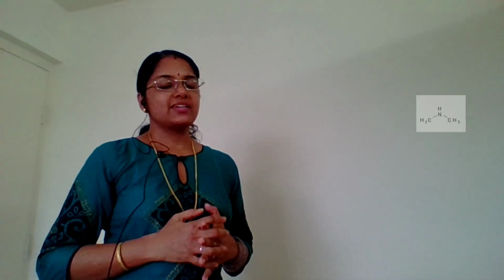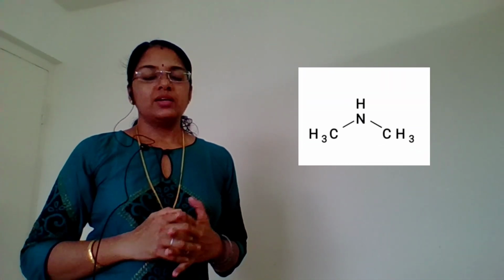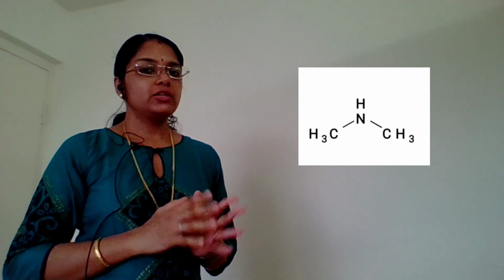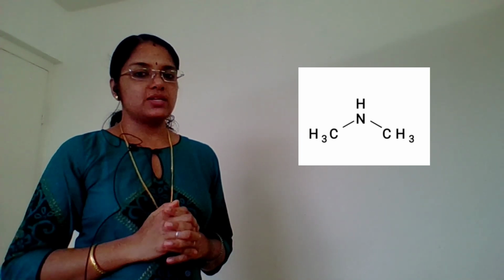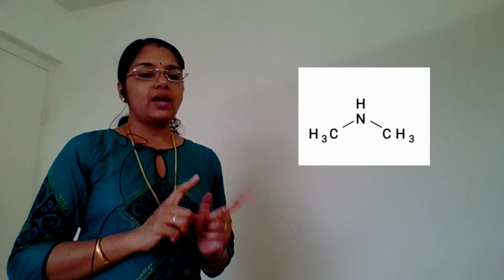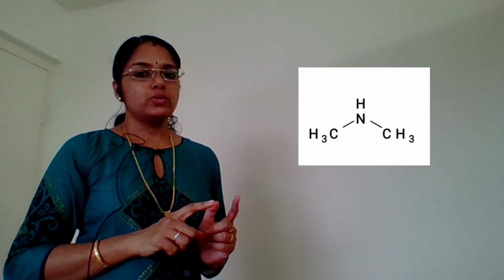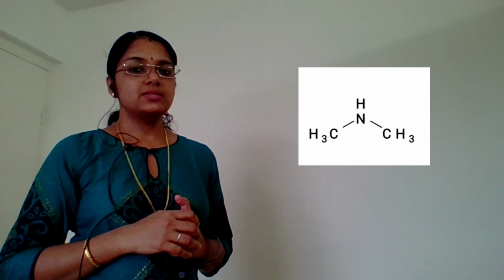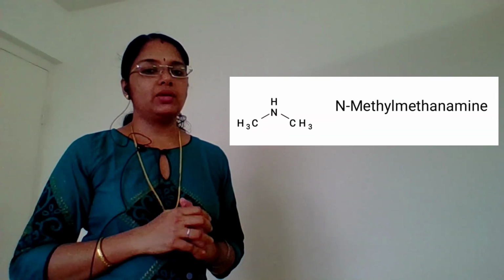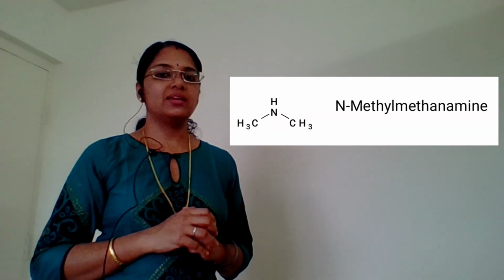See the next structure, that is a secondary amine. It contains 2 methyl groups attached to the nitrogen atom. So one methyl group acts as a substituent and the other methyl group as the chain. So we can name it as N-methyl methanamine as its IUPAC name.